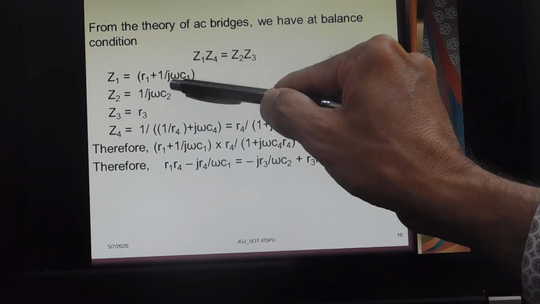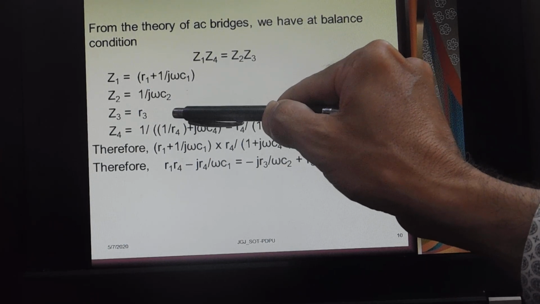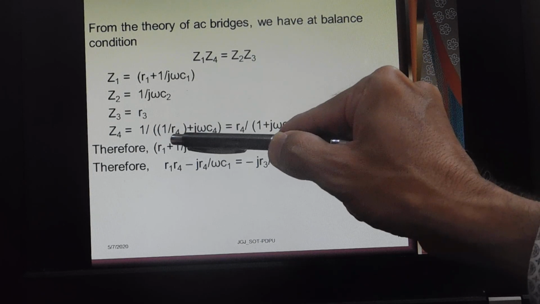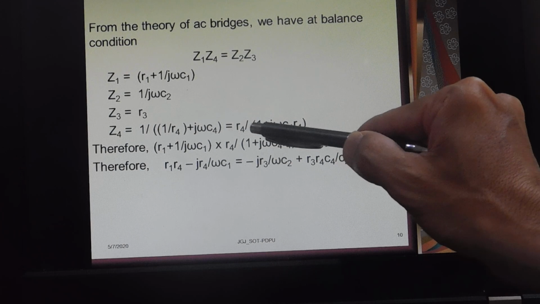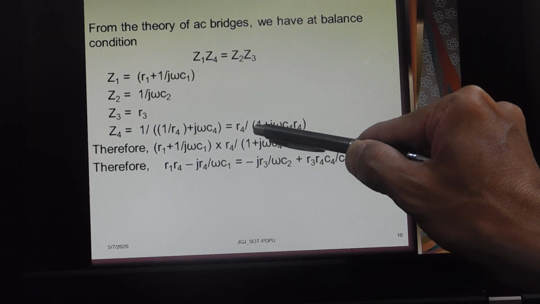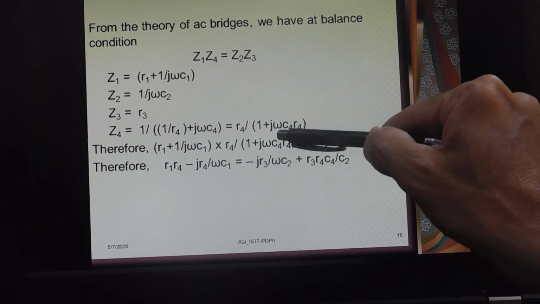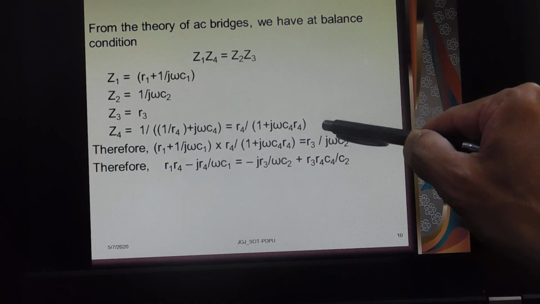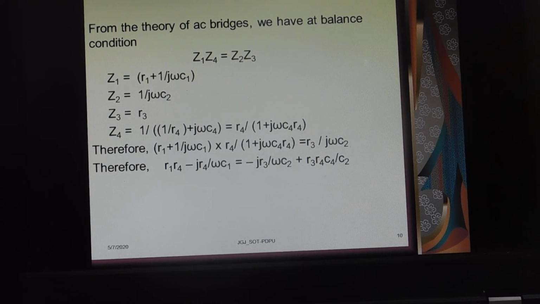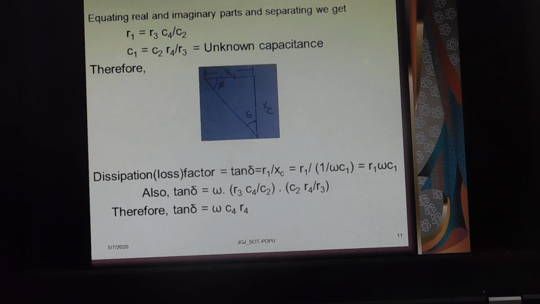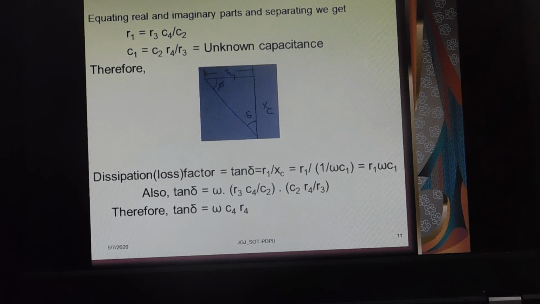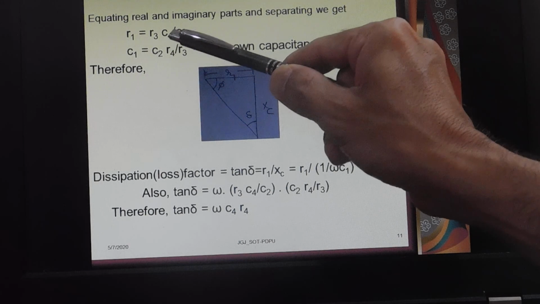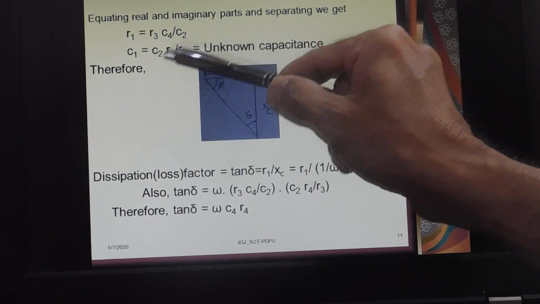Z2 is equal to what? 1 upon j omega C2, Z3 is equal to R3, and Z4 is equal to, so actually C4 and R4 are connected in parallel, and therefore we can write R4 upon 1 plus j omega C4 R4, right? So if we simplify the equation, then equating the real and imaginary parts and separating them out, we get the value of R1. R1 is equal to R3 C4 upon C2.